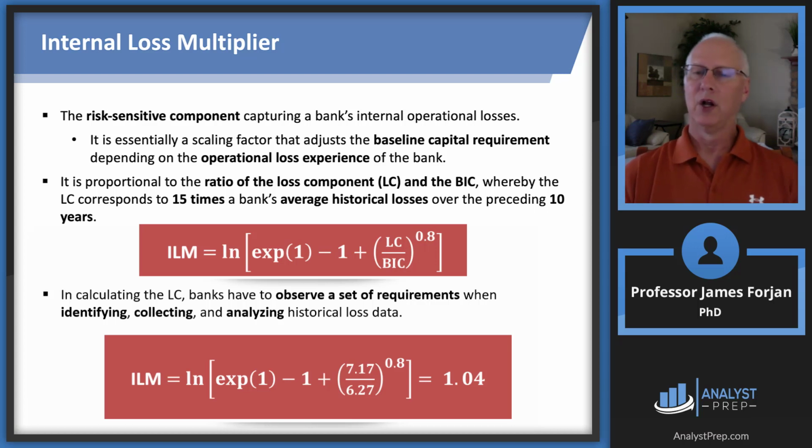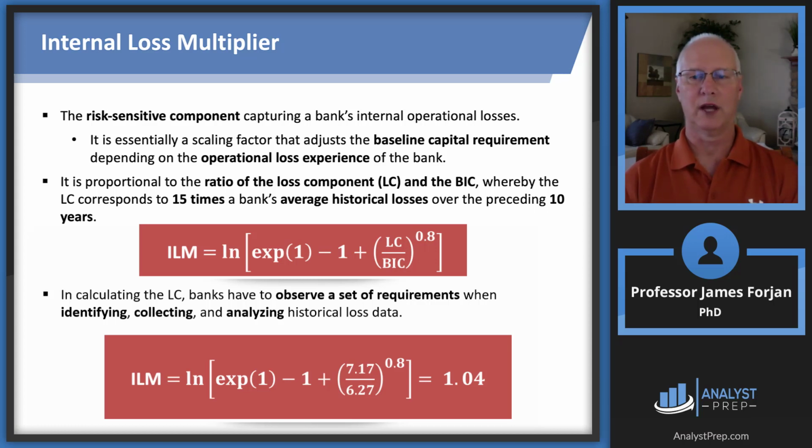So one of the things that we're relying on in computing not only the BIC, but also this internal loss multiplier is a nice record of our activities, right? We need to make certain over the last 10 years that we perform our due diligence, right? Hard work, so that we have this record. And we're going to take those average historical losses and multiply it by 15.